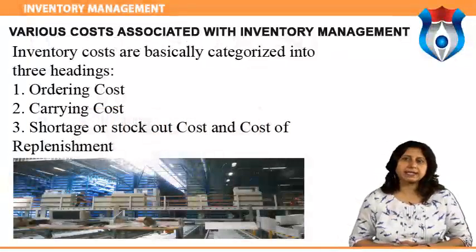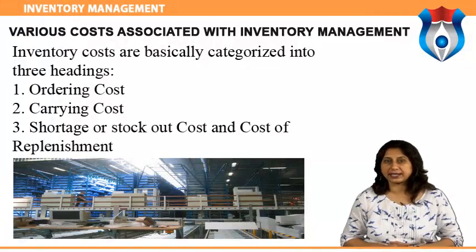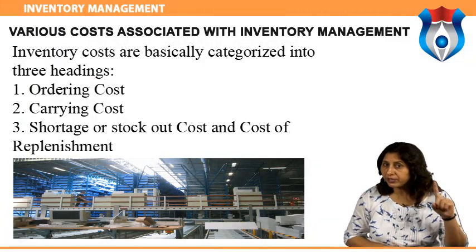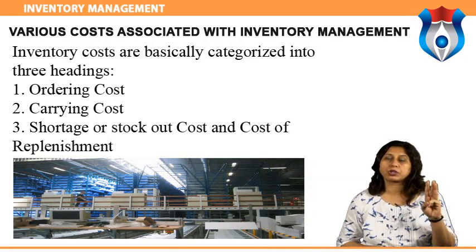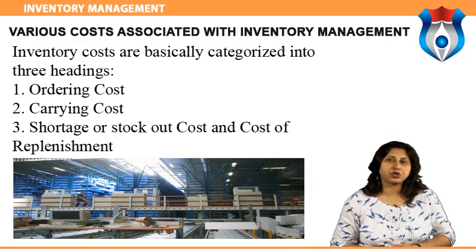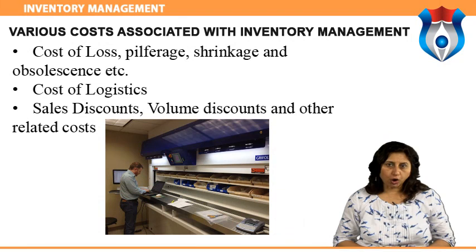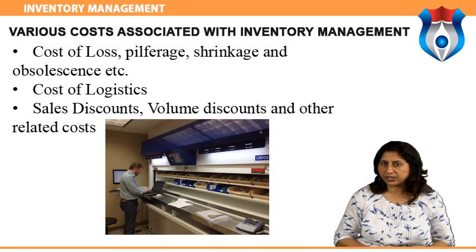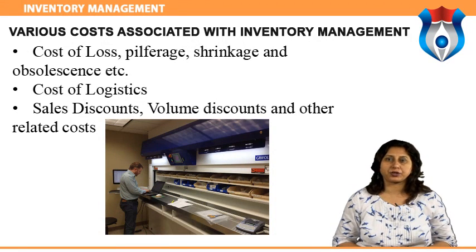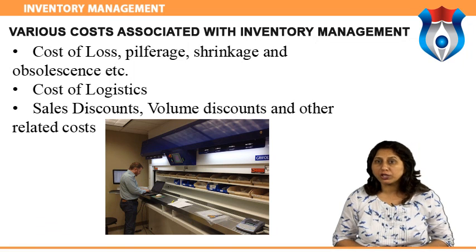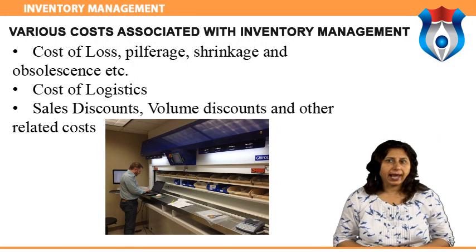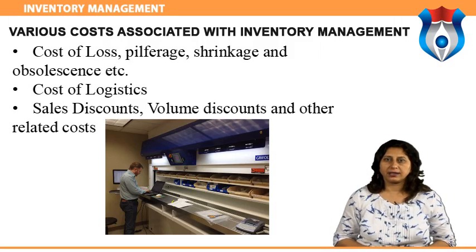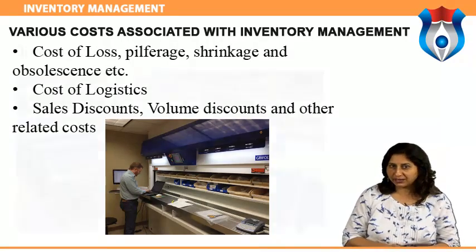Inventory costs are basically categorized into 3 headings: ordering cost, carrying cost, and shortage or stock out cost. Cost of replenishment, cost of loss, pilferage, shrinkage, and obsolescence, etc. Cost of logistics, sales discounts, volume discounts, and other related costs. Let's talk about these in detail.